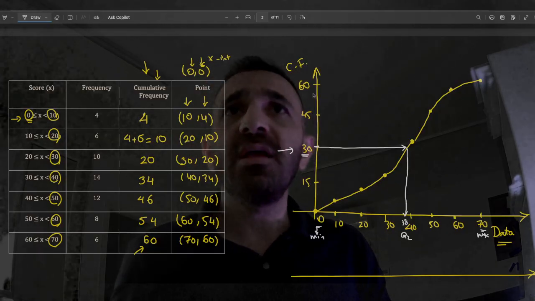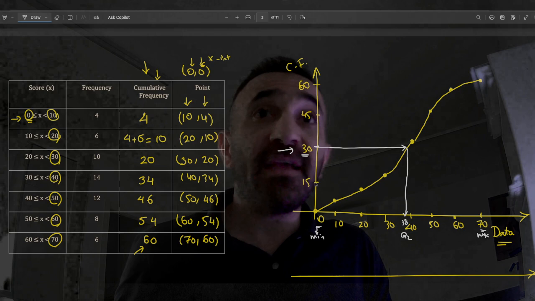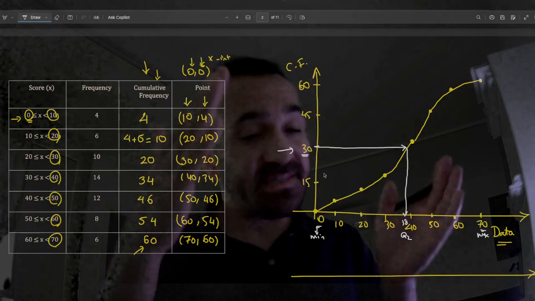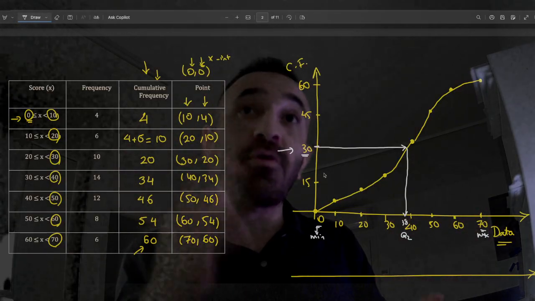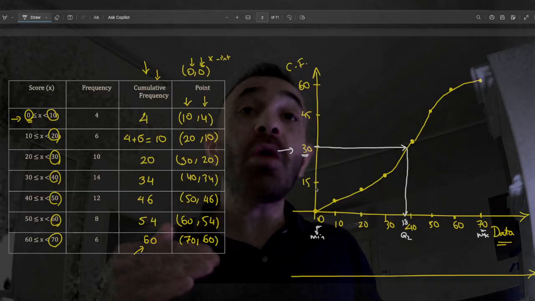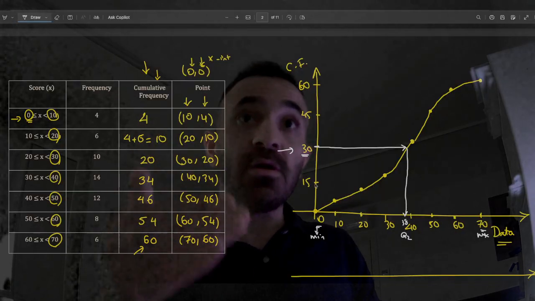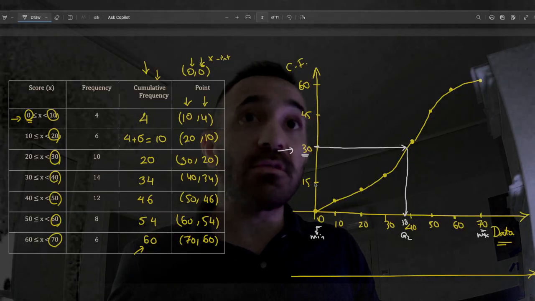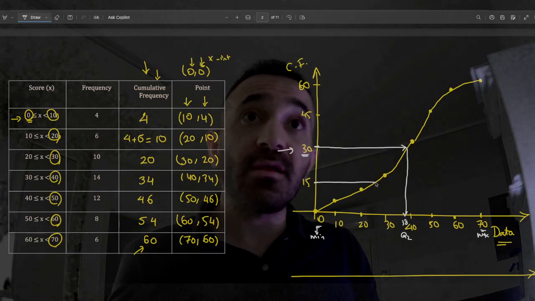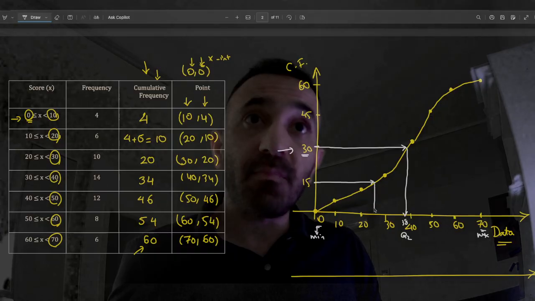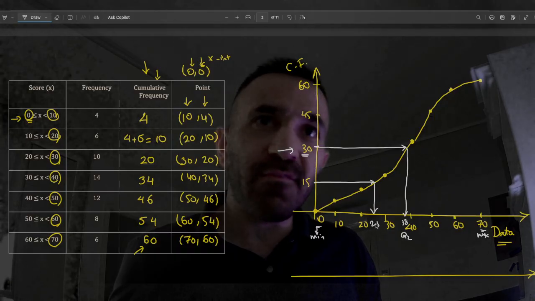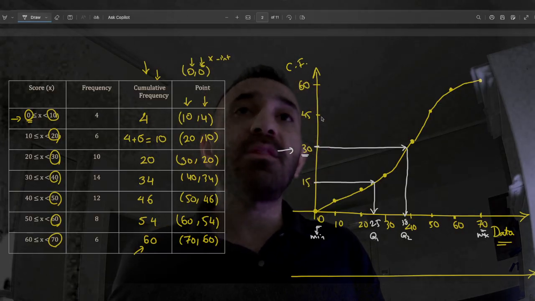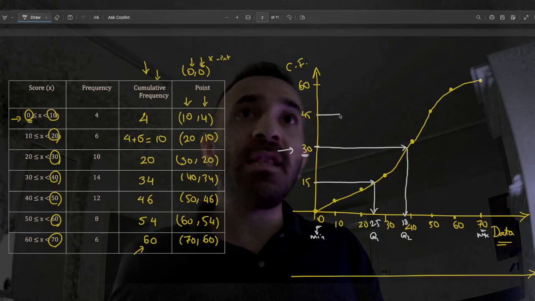Now, what about the lower quartile? I have 60 data, 60 divided by 4 is 15. So the data number 15, when I put the data in order, is going to give you the value of the lower quartile, Q1. This value here, which is maybe 25, is your Q1.